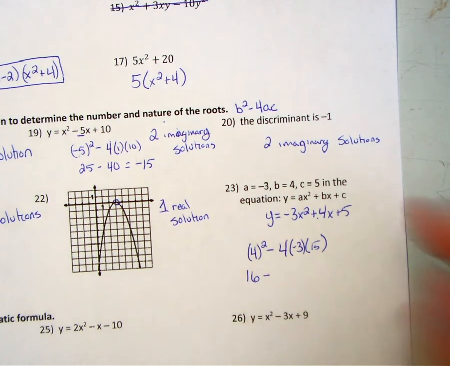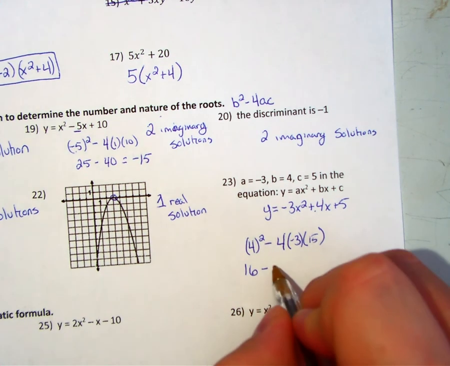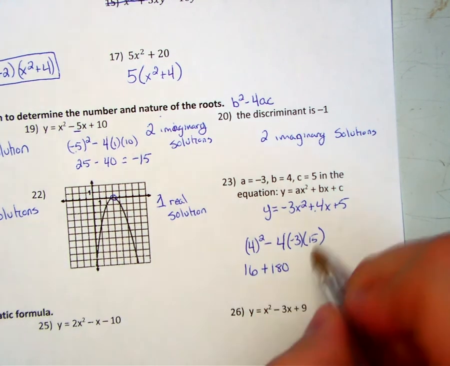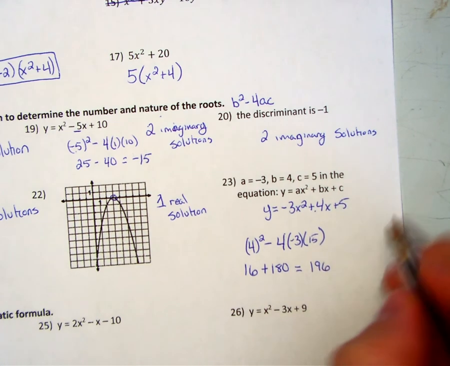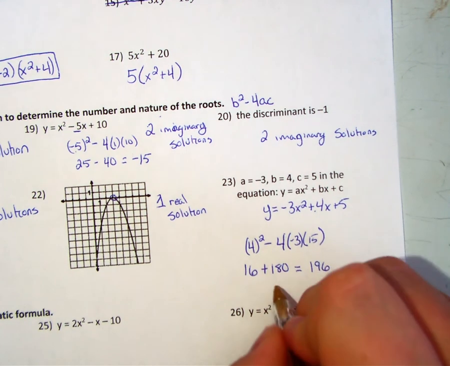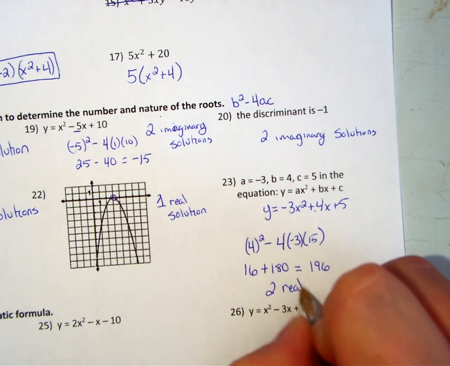16 minus 4 times 3 times 15 gives me positive 180, which is going to equal 196. Now again, I didn't have to finish that. I just need to know that it was positive, because any positive discriminant is going to be the result of 2 real solutions.